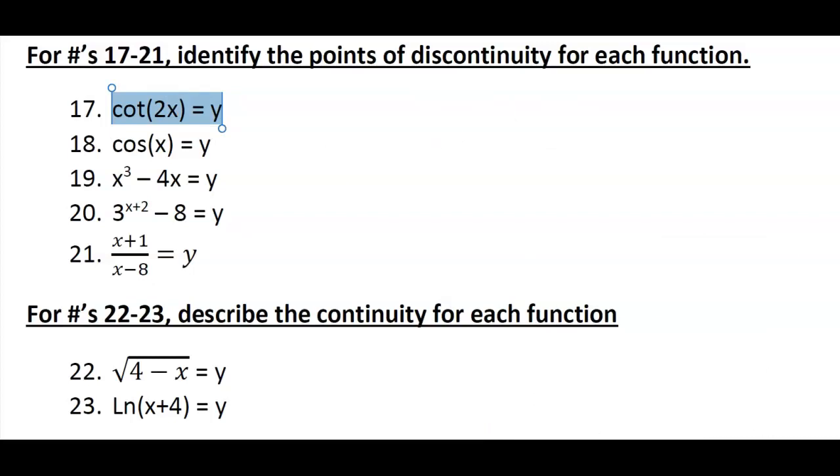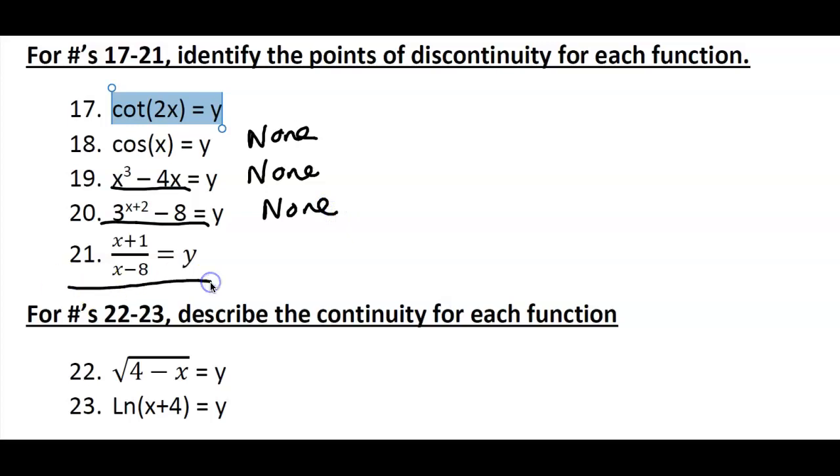Where are the discontinuities for cosine? Well, if you look at your sheet, there are none. Cosine does not have any discontinuities, so we're good. Same thing with number 19. This is a polynomial. Polynomials also have no discontinuities. And guess what? Same thing for number 20. There are no discontinuities for exponential functions.